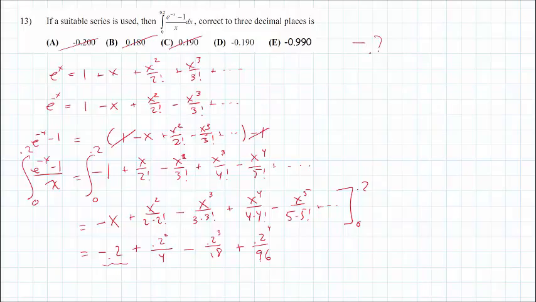I got negative 0.2. This term is 0.04 divided by 4. That's a positive 0.01. This term is going to be negative 0.008 divided by 18.